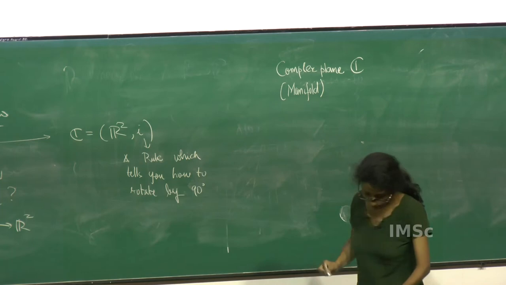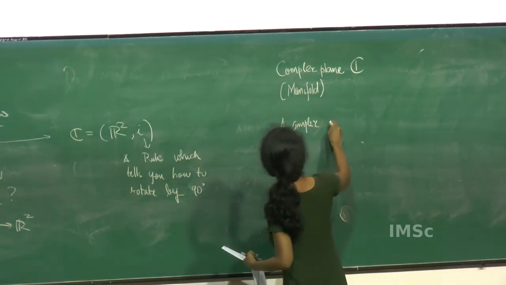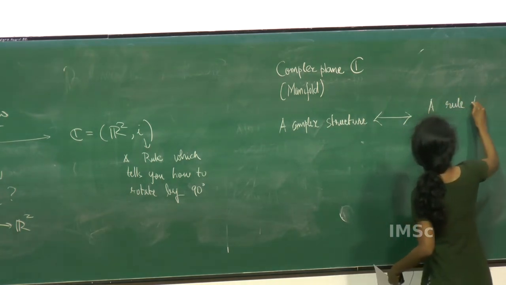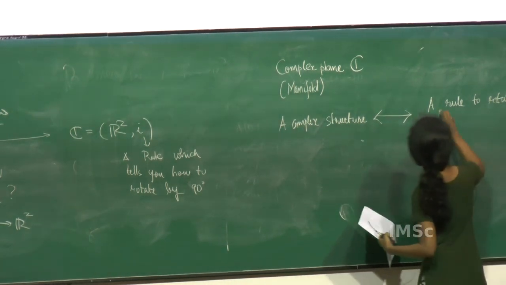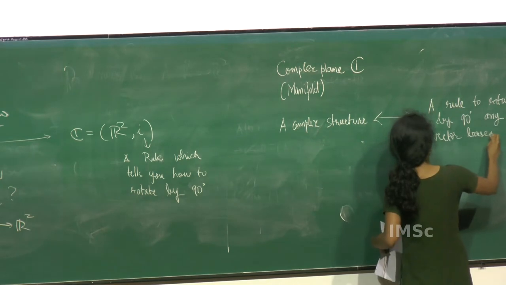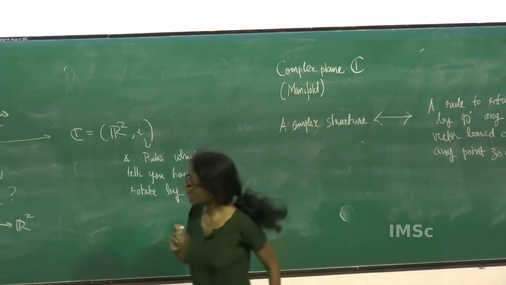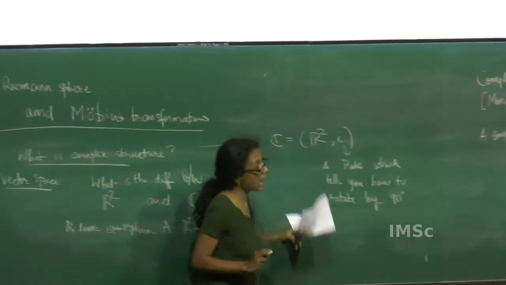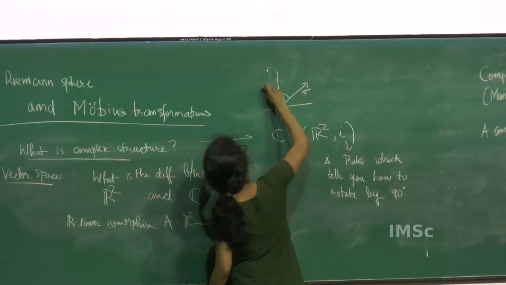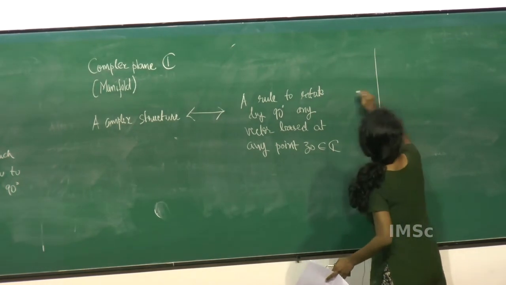So here, let me just tell you what it means. A complex structure corresponds to a rule to rotate by 90 degrees any vector based at any point z naught in C. Okay, so earlier in a vector space situation, this only told you how to rotate vectors which were based at zero, right? So I had this vector, I said that this is V, this is iV. But now, my vectors are not just based at zero, my vectors can be based anywhere. Okay, so this is the z naught.